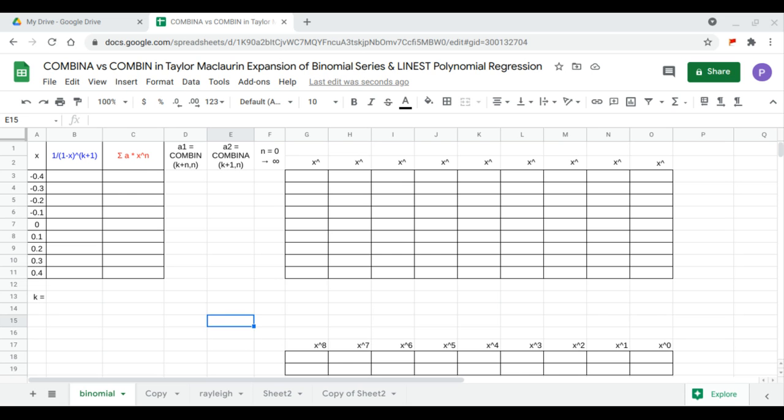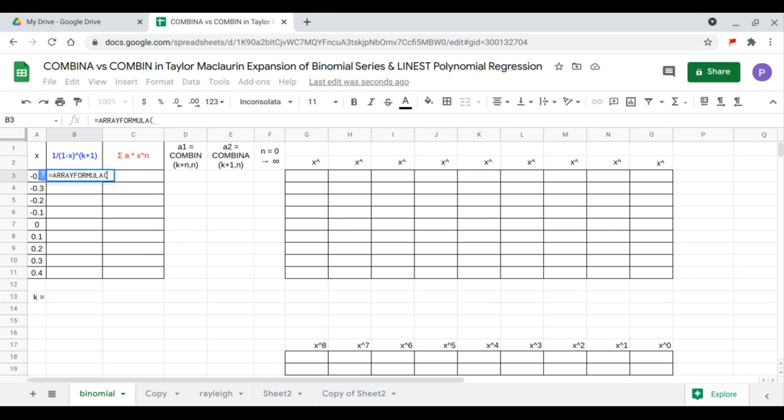In this video, we'll generate the trendline and trendline polynomial of the binomial series using Taylor-Maclaurin series sum, which uses COMBIN and COMBINA. Here we generate the dataset of the binomial series, which is equal to array formula.